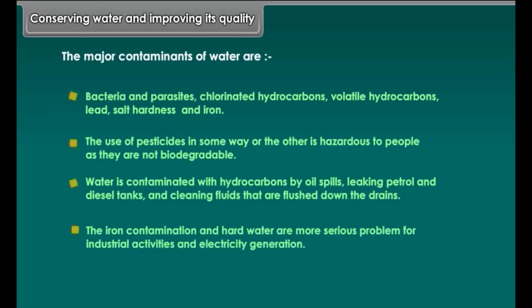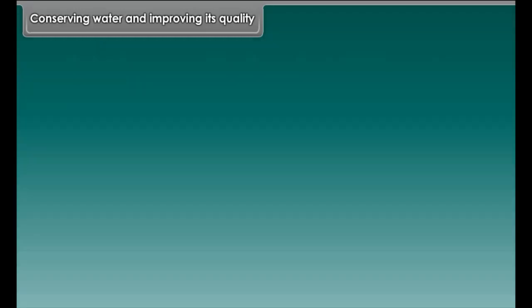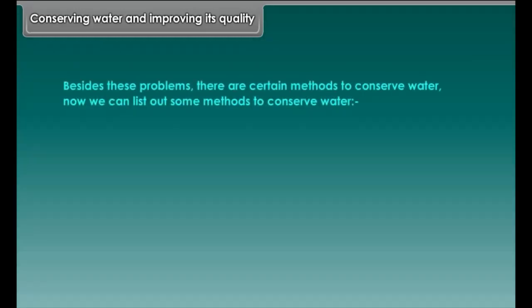Iron contamination and hard water are more serious problems for industrial activities and electricity generation. Besides these problems, there are certain methods to conserve water. Now, we can list out some methods to conserve water.